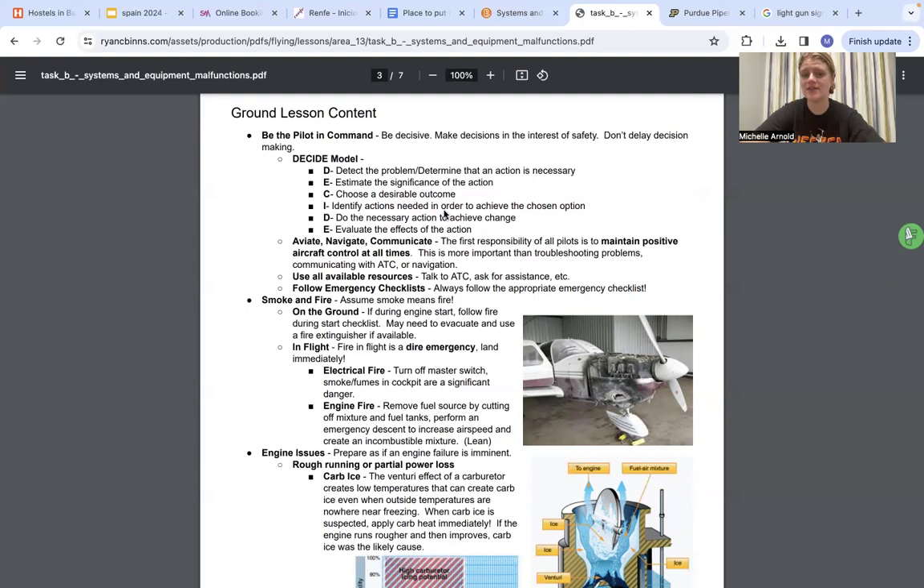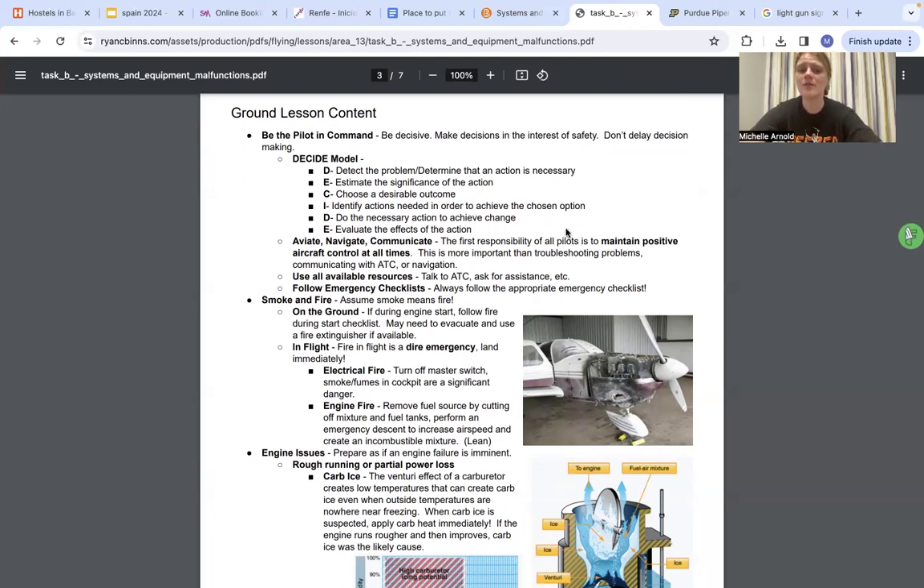Identify actions needed in order to achieve this chosen option. A lot of times this can be going to the checklist, which we're going to look at later in this lesson. And then do the necessary action to achieve the change. So this is executing the emergency procedure and evaluate the effects of this action. So after you do the emergency procedure, decide if you are okay to keep flying, if it's fixed, or if you should land as soon as possible or as soon as practical.